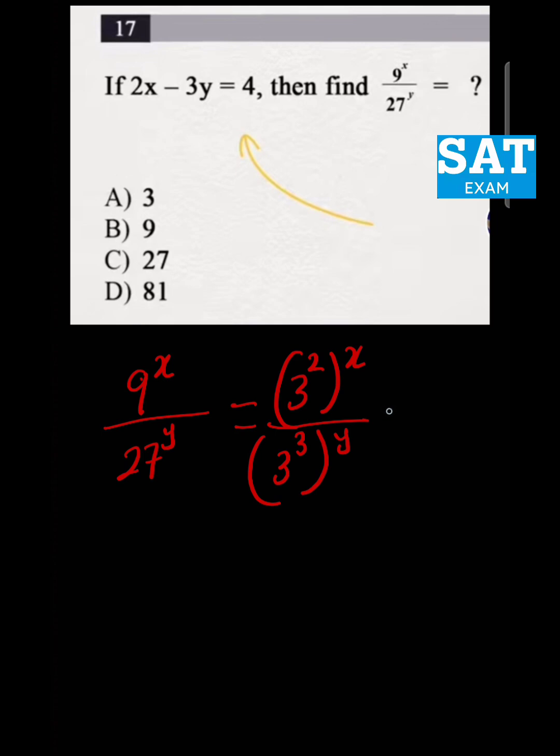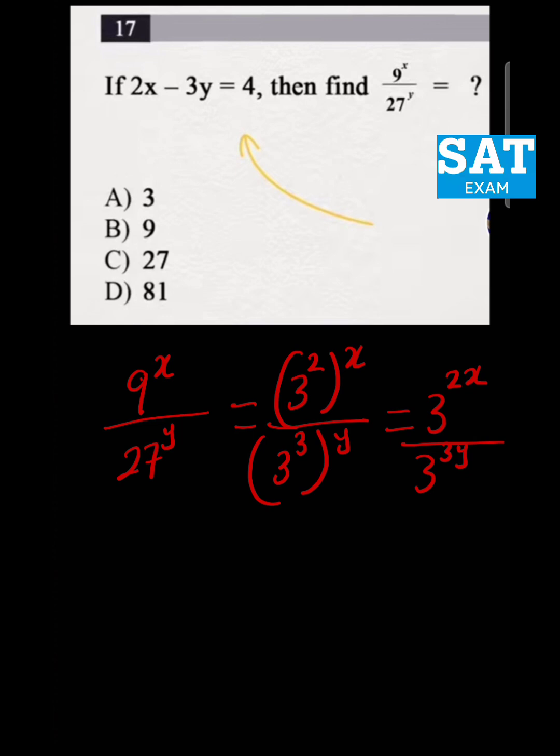So according to the power law of indices, when you have a base raised to a power and all is raised to another power, we are free to multiply the two powers. So this is going to be equal to 3 raised to the power of 2 multiplied by x, which gives us 2x, over 3 raised to the power of 3 multiplied by y, which gives us 3y. Now, as you can see, we have the same bases and each base has an exponent.